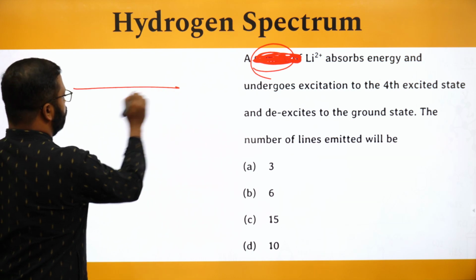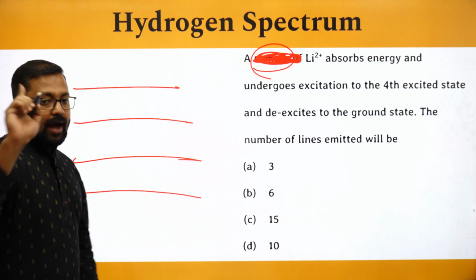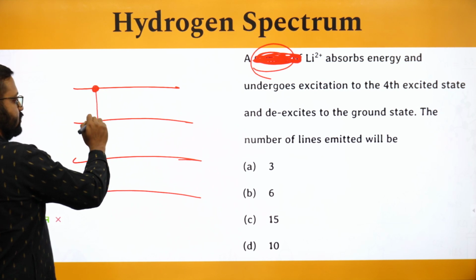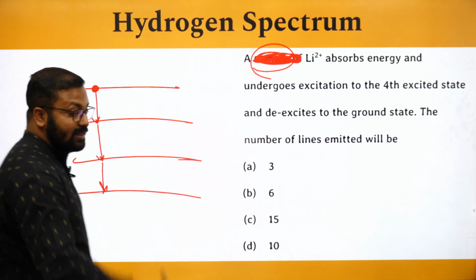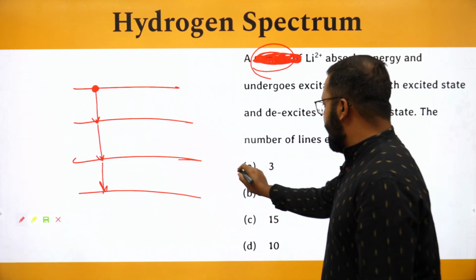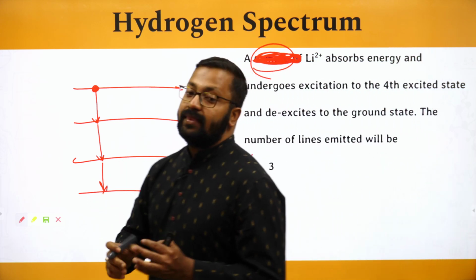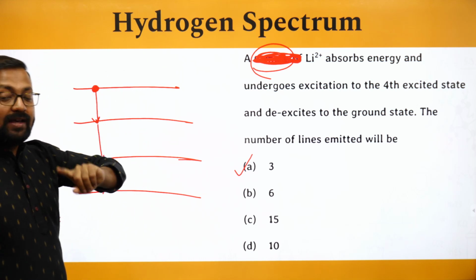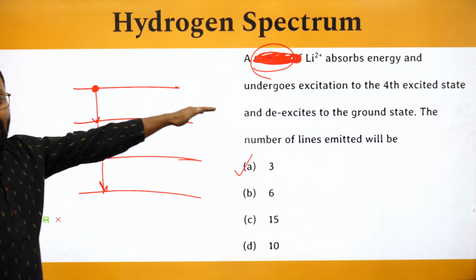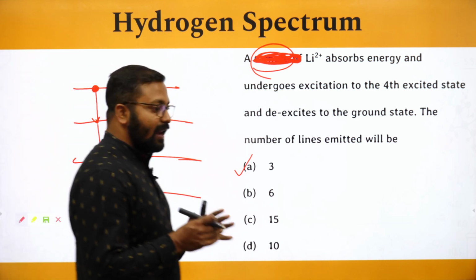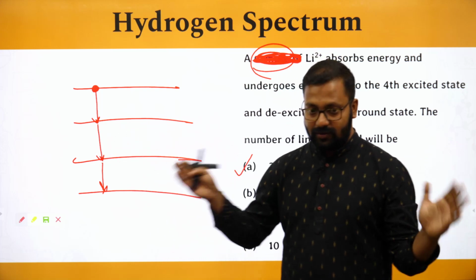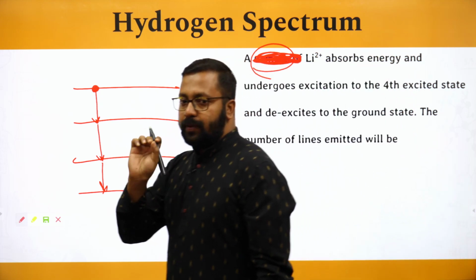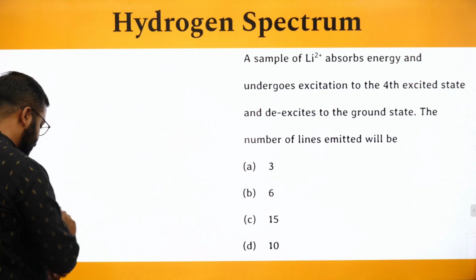In that scenario, you are taking only one ion, and one electron undergoes de-excitation. So the maximum number of lines in that case would be 3. Please do remember that you have to read the language of the question. For a sample, you can apply that formula, but for a single electron, that formula fails. That formula is valid if the sample size is very large. So the formula does not apply to a single Li2 plus ion. Let's move on to the next question.